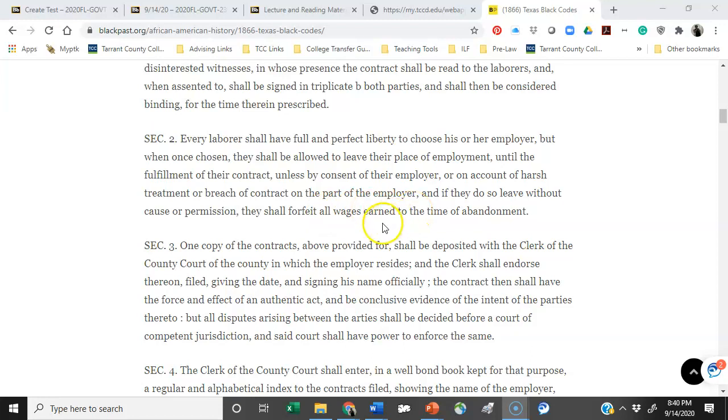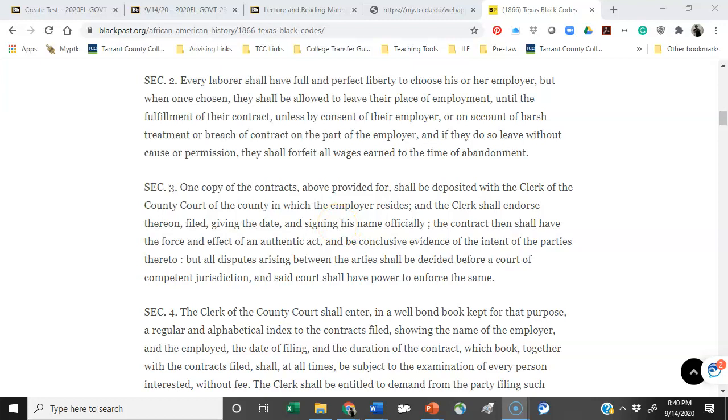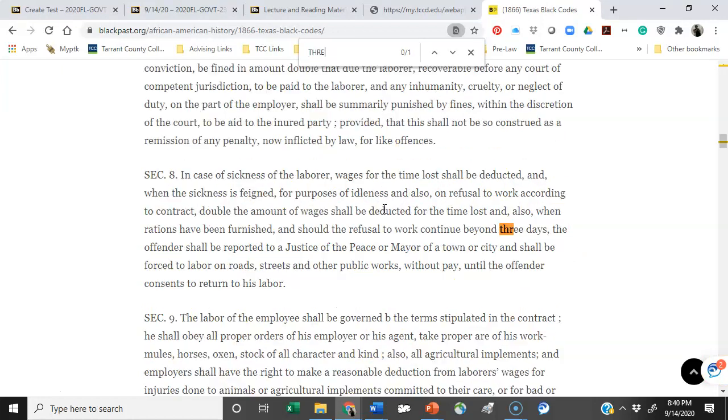And so if you missed a day of work, let me see if I can find it. If you miss a day of work, you don't get paid. If you miss more than 3 days of work, then you could be arrested. There we go. So if the refusal to work continued beyond 3 days, you would be reported to the justice of the peace or the mayor, forced to labor on roads, streets, and other public works without pay until you consented to return to your labor.